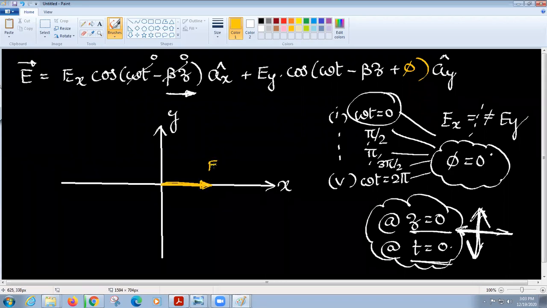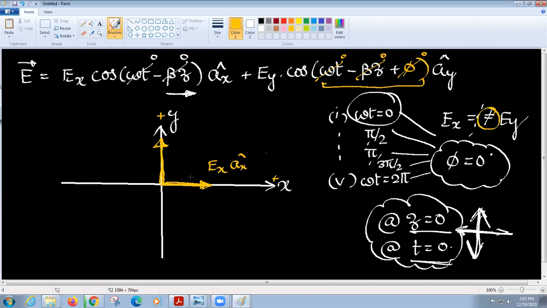This is my ax direction. Again this is 0, so cosine 0 is 1, so it is ay. This is positive y, this is positive x. So now you have a vector along y. For simplicity, you can take Ex equal to Ey, or you can also go for Ex not equal to Ey, it doesn't matter. Now, you know what happens?